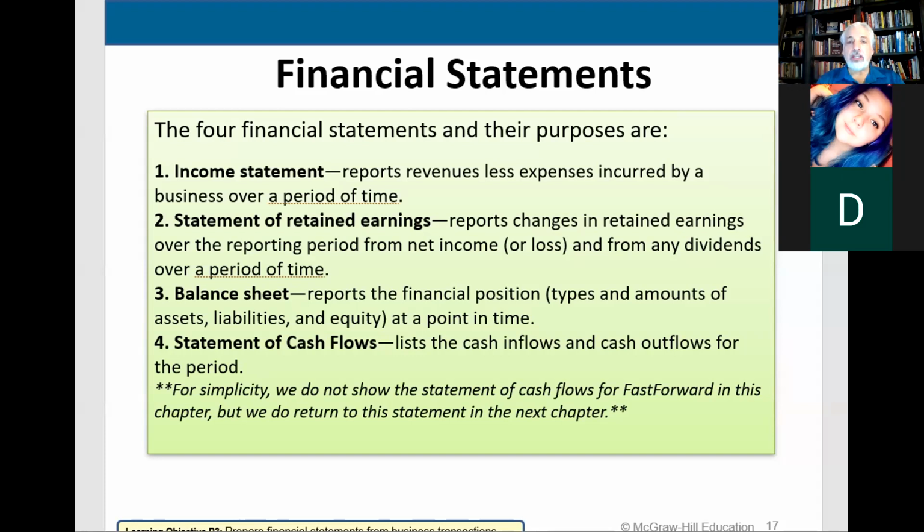We have the statement of retained earnings. That retained earnings is our linkage between the income statement and the balance sheet, because the net income on the income statement gets added to retained earnings. It gets posted over immediately to the equity section of the balance sheet, which is where retained earnings is located. Then we have the balance sheet, which has our assets and our liabilities and equity. Assets are things we own. Liabilities are things we owe, and equity is that ownership interest in the accounting equation.